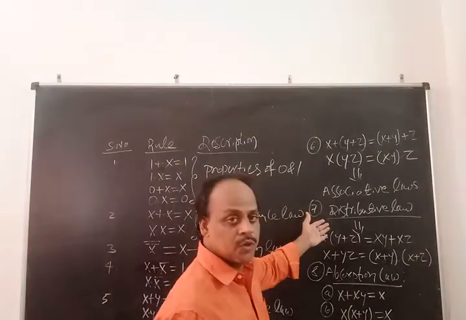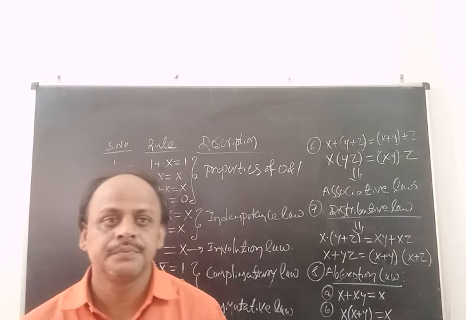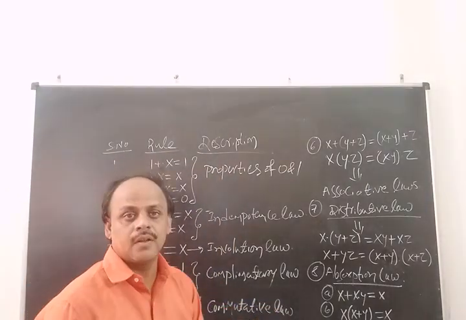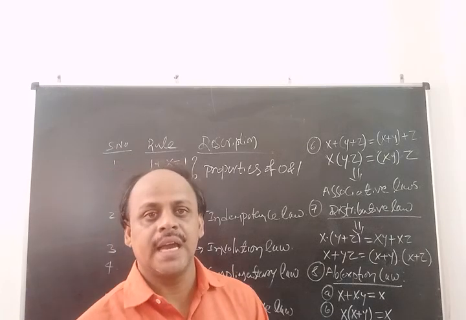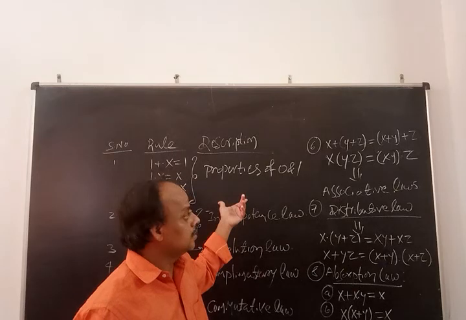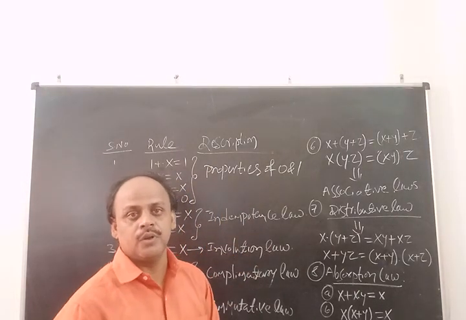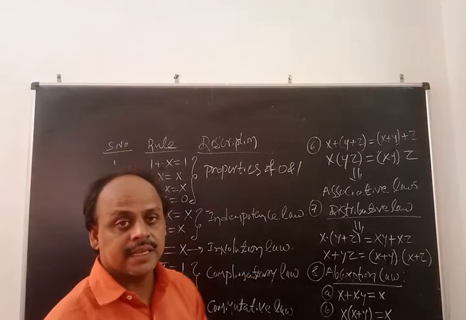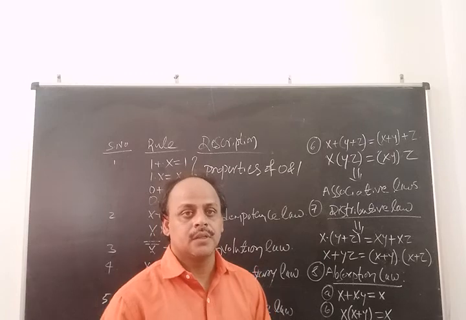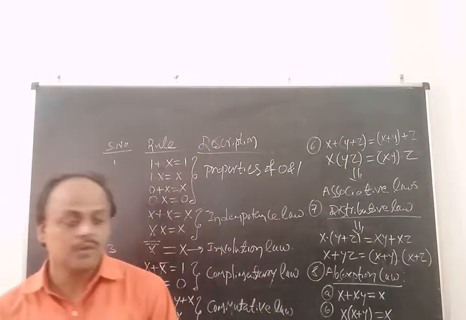Next one, distributive law. Next one, absorption law. So these laws are very important. We have to remember the laws' resultant values, so that this is very helpful in minimizing a given Boolean expression. So let us see how to solve.